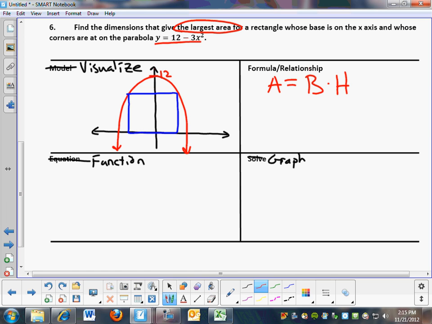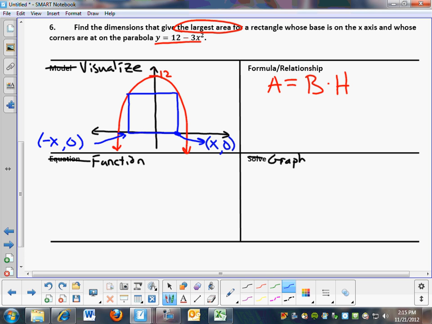This base, if you notice, the corner of this is on the x-axis, is it not? So that is a coordinate. What's the y-coordinate if it's on the x-axis? 0. Do we know the x-coordinate? No, we'll call it x. What would that coordinate over there be? Negative x, because the parabola is symmetrical. We're going to have the same on each side. Negative x, 0.